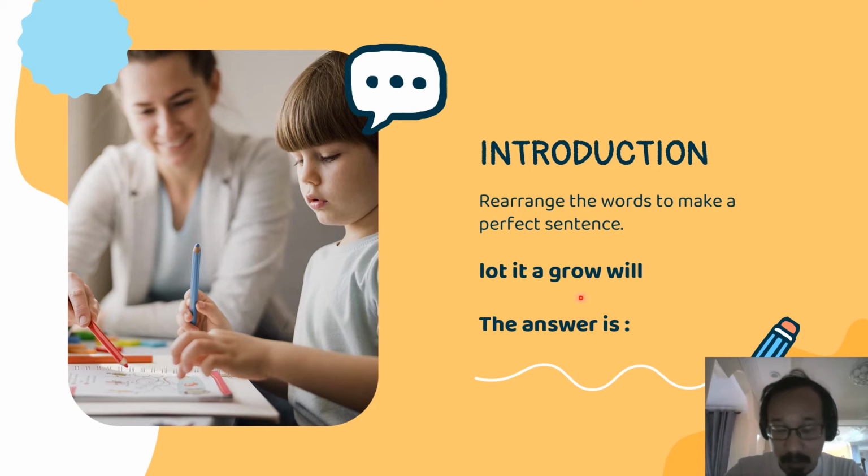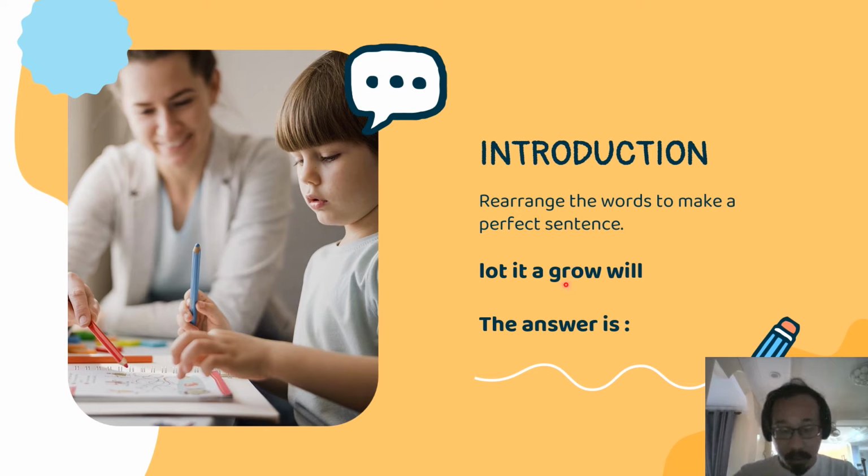So, firstly, let's look at this instruction. The instruction is: rearrange the words to make a perfect sentence. These are the list of words that we have. They are lot, it, grow, and will. I'm going to give you 1 minute for you to figure out the order of the words to make a perfect sentence. We have 1, 2, 3, 4, 5 words. It shouldn't be that long of a sentence. Which word do you think you should start the sentence with?